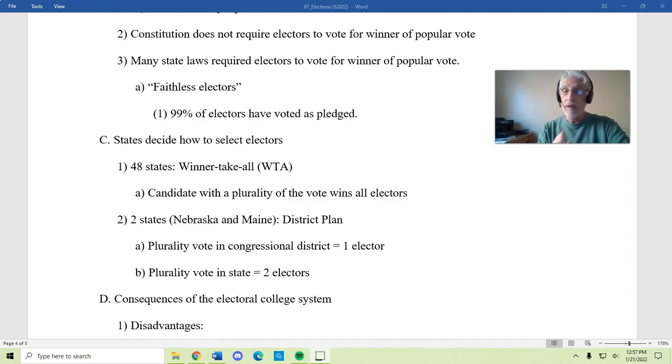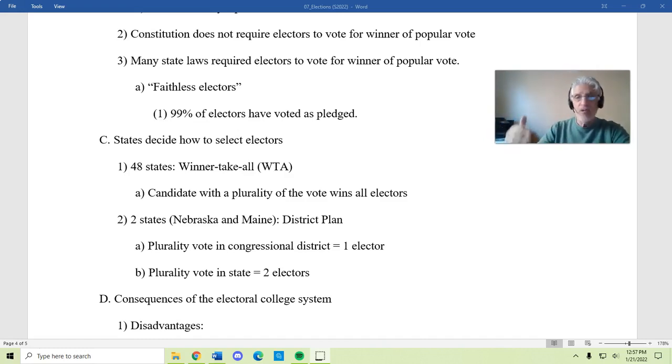If they win California by 1 million votes, they get the same number of electors. If everybody in California votes for that candidate, they get the same number of electors. It doesn't matter how much you win by, just that you win. So 48 states plus the District of Columbia have the winner-take-all rule.